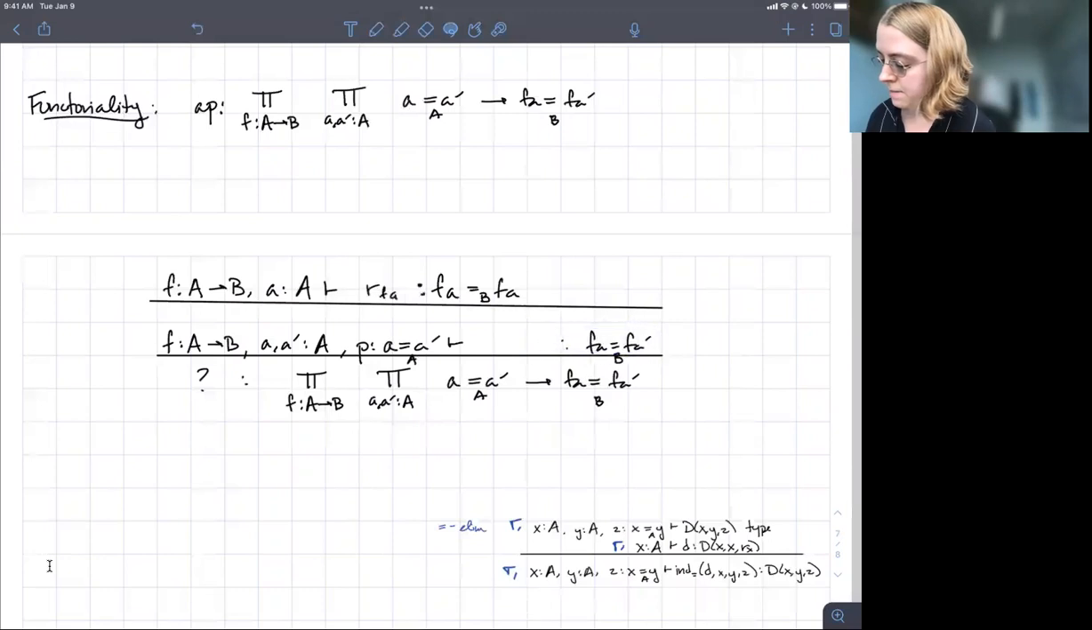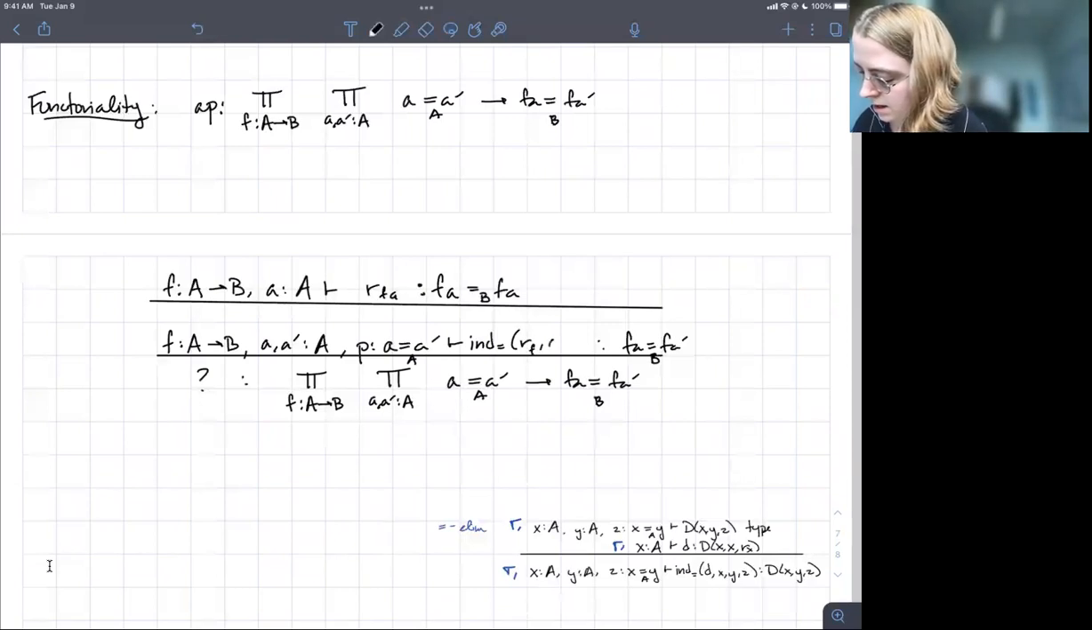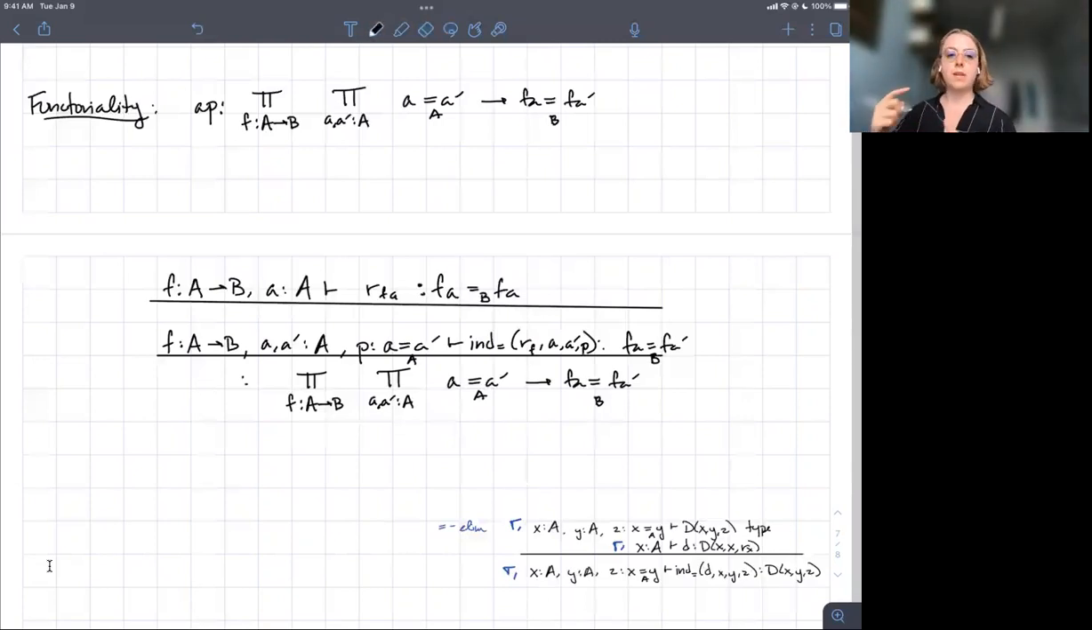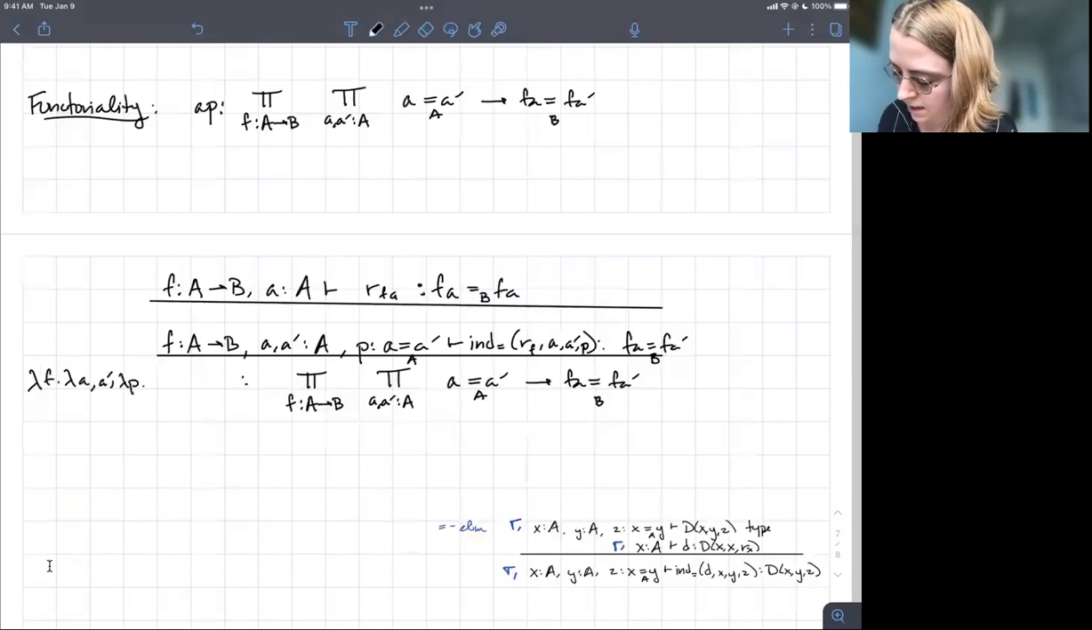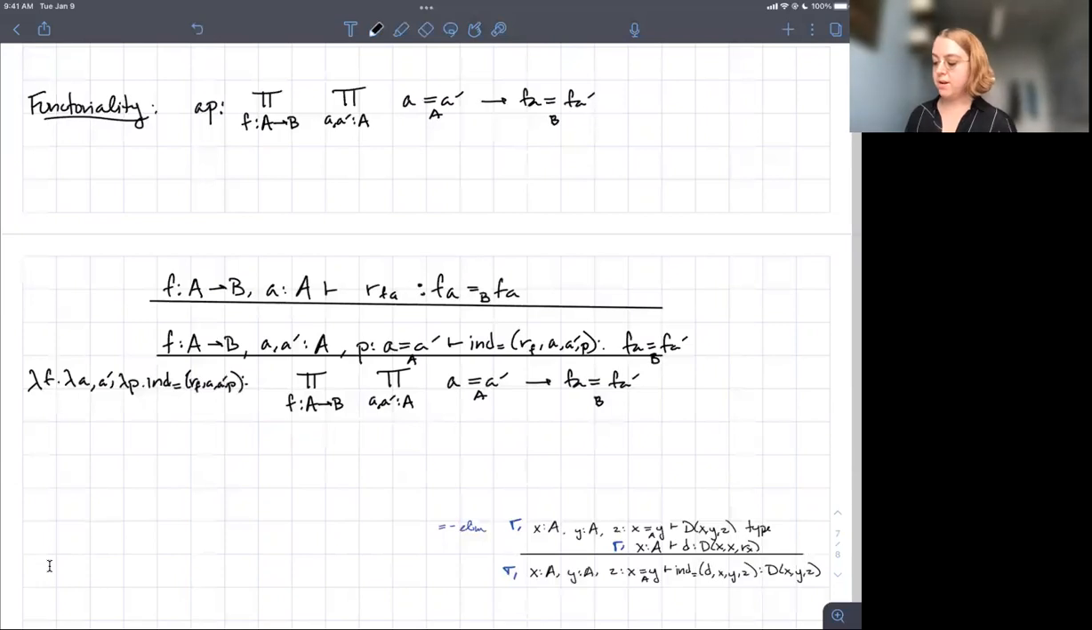So here, we're going to call this term R_F A A prime P. And then here at the bottom, we just have to do all of that abstraction. We have to abstract F, A, A prime, and P. So we're going to do lambda F, lambda A, lambda A prime, lambda P from this guy, R, F, A, A prime, P. Okay, and so we found a function here.